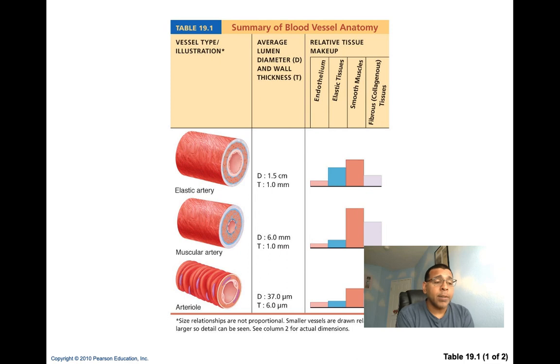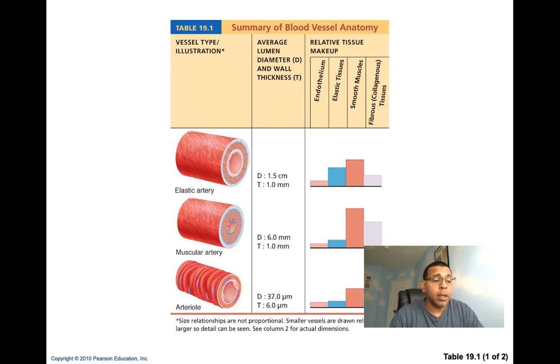The function of the elastic arteries is to conduct blood from the heart to your medium-sized arteries. Now let's talk a little bit about the structure of these elastic arteries. These elastic arteries are thick-walled arteries. They are found near the heart.